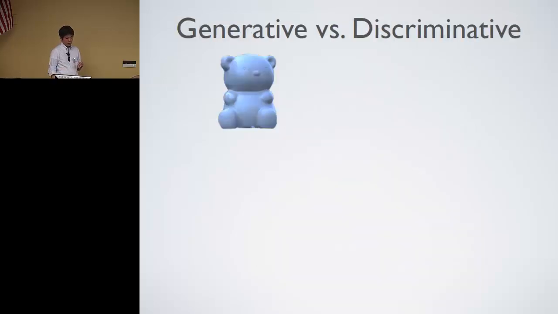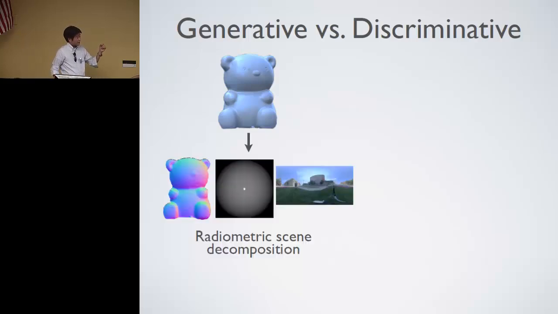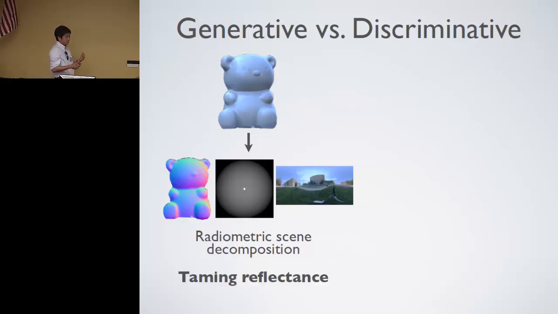Okay? So the first approach is going to be a generative one, where we basically try to undo the image formation process so that from as few as a single image, we can extract and estimate the building blocks of the appearance, namely the geometry, the material as a reflectance, and the illumination. And the hope here is that the reflectance will tell us what the material is, right? And obviously this, what we call the radiometric scene decomposition problem, is a very severely ill-posed problem, and the main focus here is going to be about how to tame the variability of real-world reflectance.